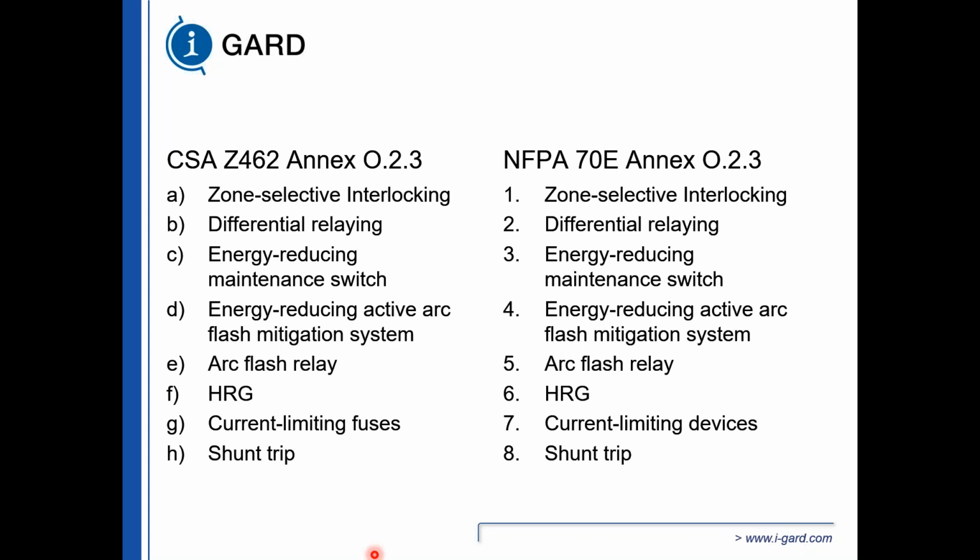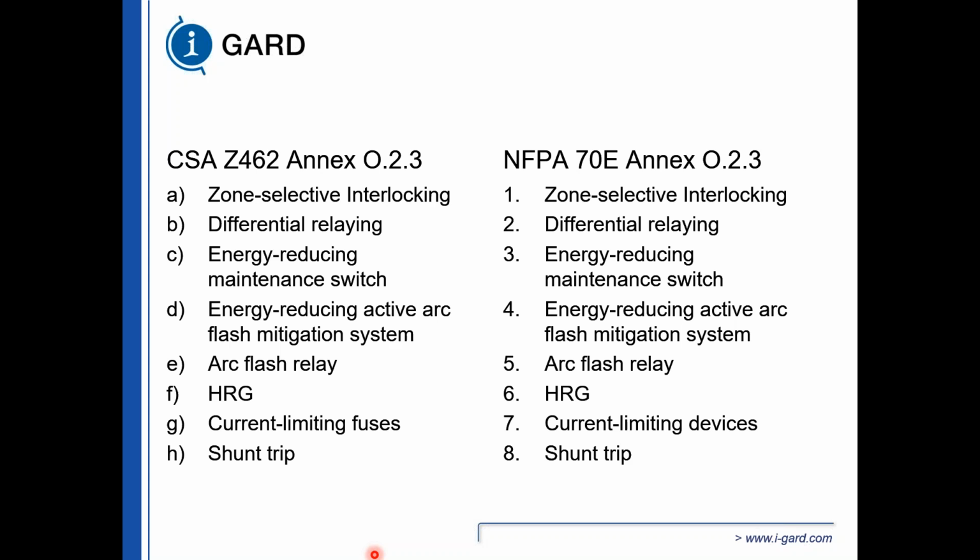Energy reducing maintenance switch. An energy reducing maintenance switch is basically what this topic is about. What we're trying to do with it is reduce the instantaneous pickup to its bare minimum. And when it's at its bare minimum, you may sacrifice coordination for safety. But at the time that a person is working on the cell, it is more important to protect that worker than coordination.